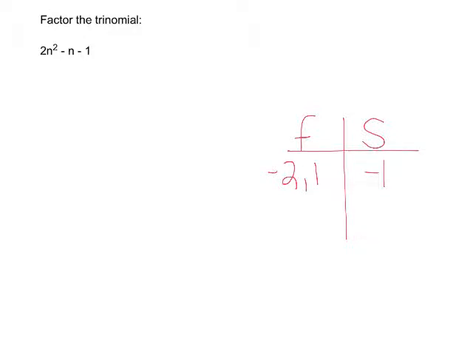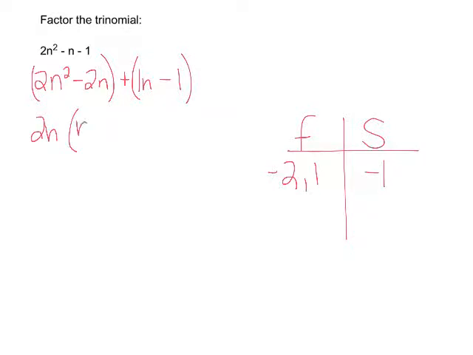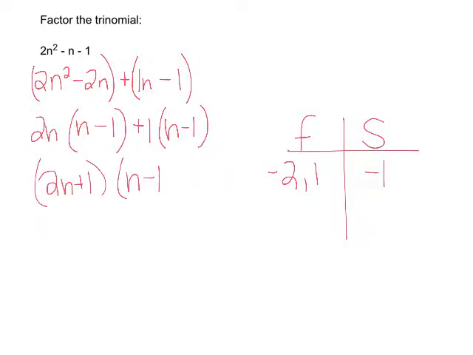So I'm going to rewrite, and I'm going to have 2n squared minus 2n plus 1n, because it's a positive 1n, minus 1. Using my grouping method, I'm going to group together, and then I'm going to factor. So I'm going to factor out a 2n, and I'm left with n minus 1. And then on my second one, I need to factor out a 1 to get me to n minus 1 as well. So I'm going to have 2n plus 1 times n minus 1.